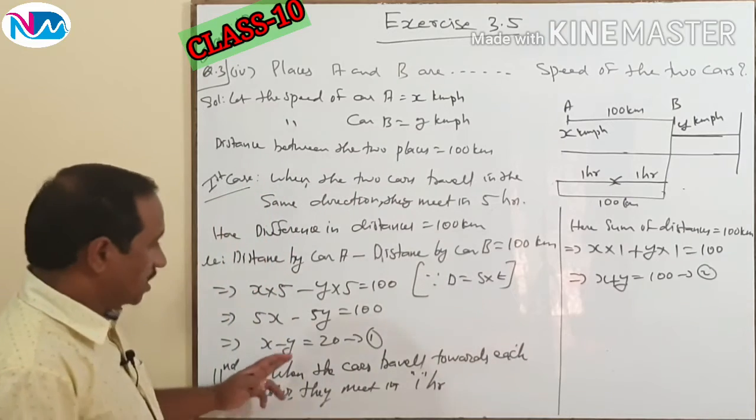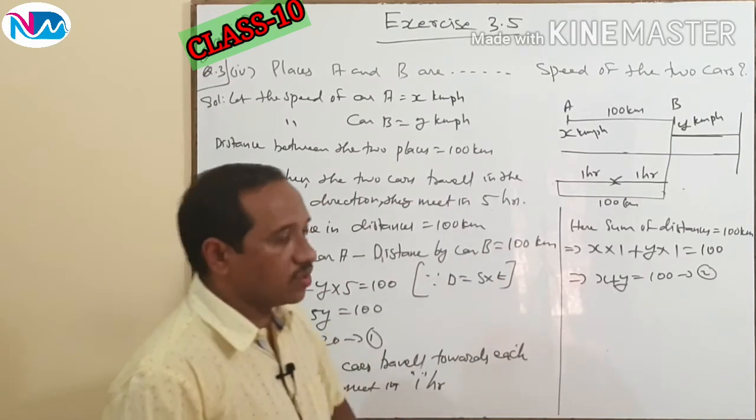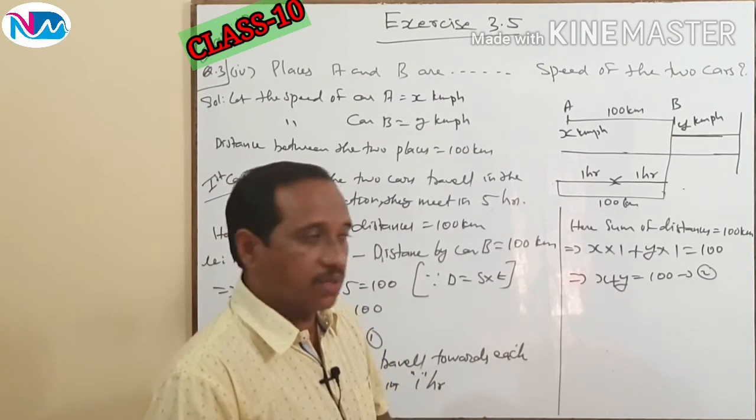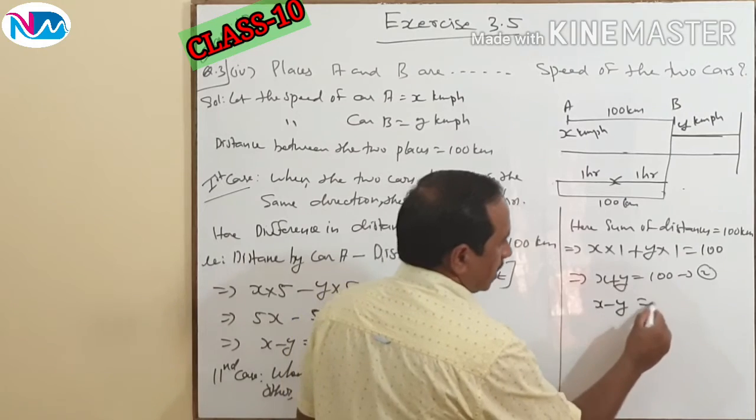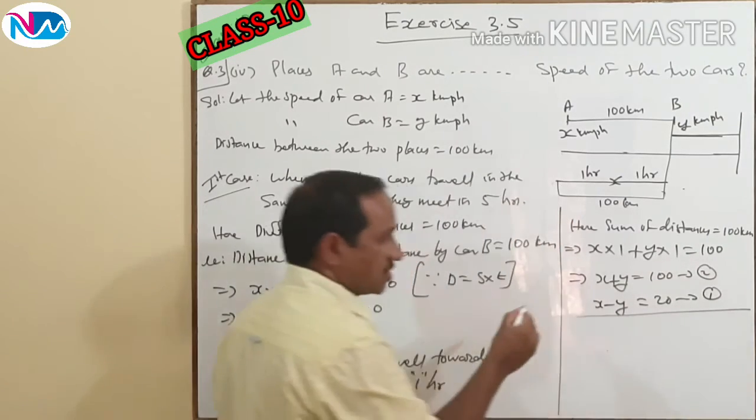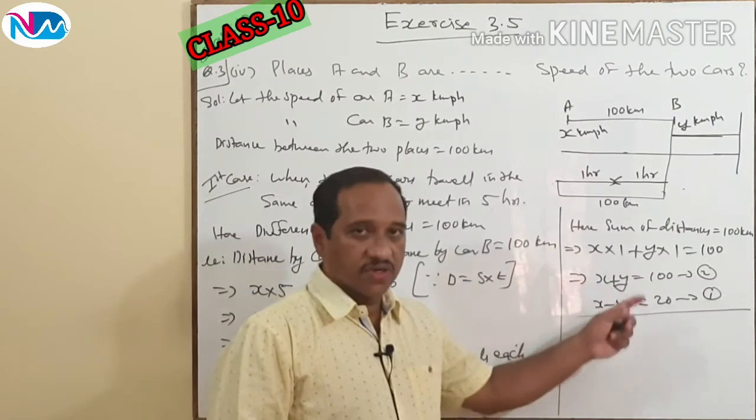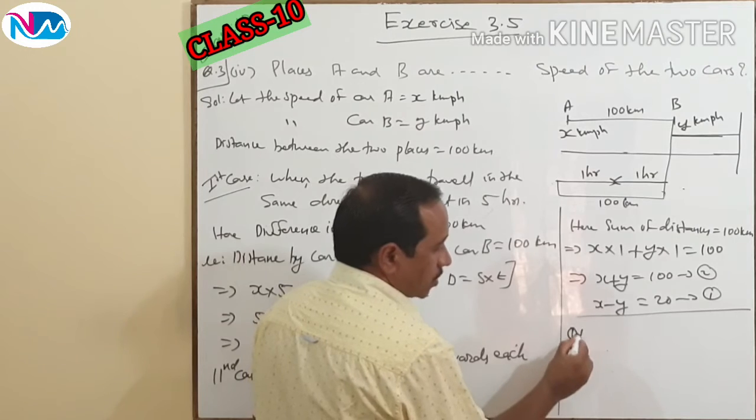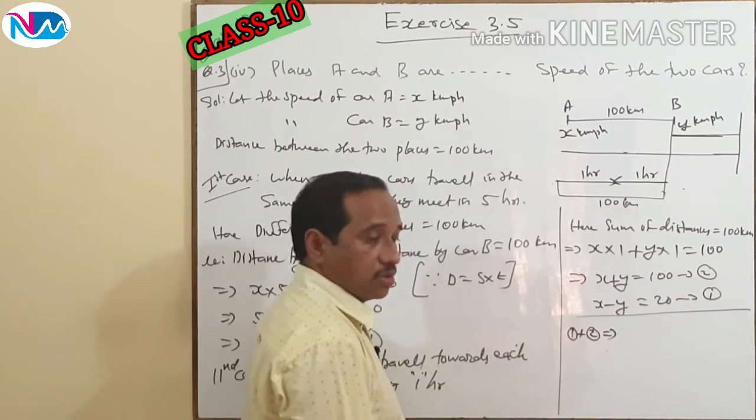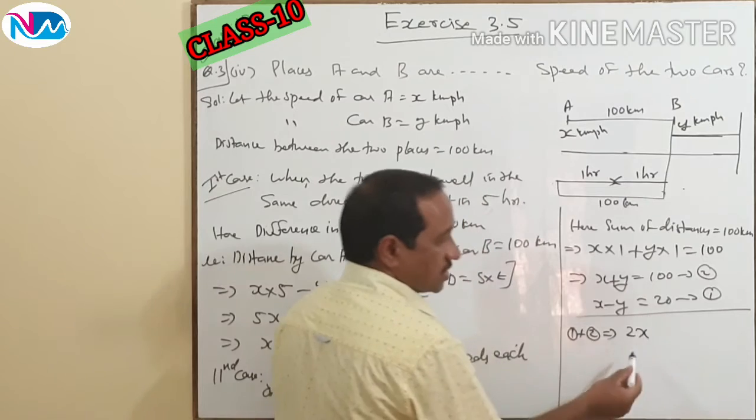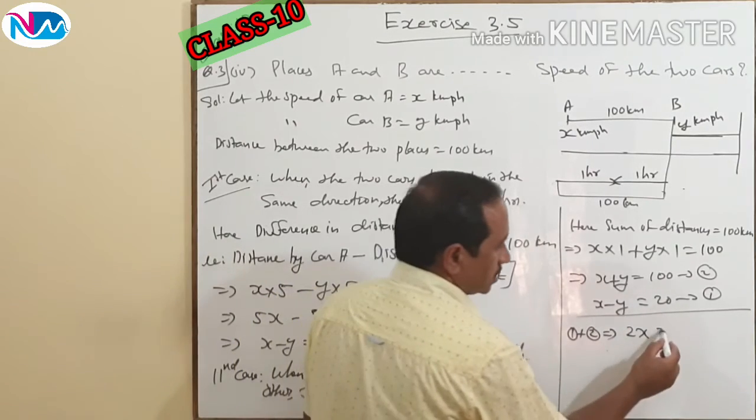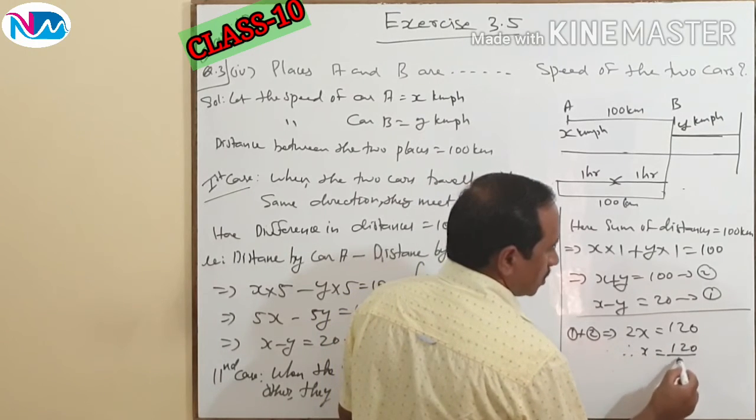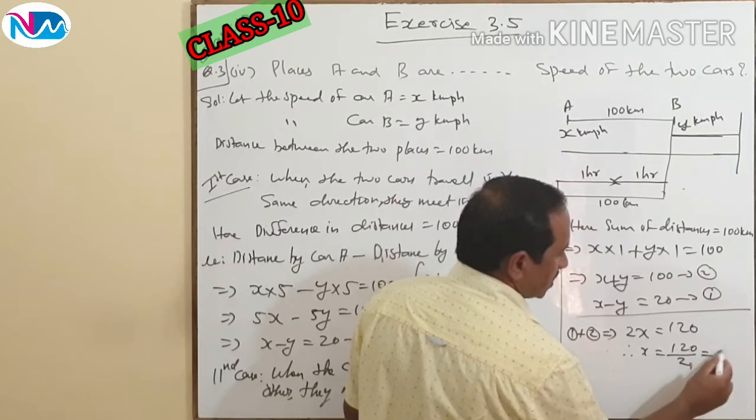The first equation, x minus y is equal to 20, second x plus y is equal to 100. We can solve these equations very easily by elimination method. x minus y is equal to 20, which is equation number 1. Here the coefficient of y are equal but of opposite signs. So I add equation number 1 and equation number 2. x plus x, 2x, plus y and minus y will be cancelled. 100 plus 20, 120. Therefore x is equal to 120 by 2, which is equal to 60.